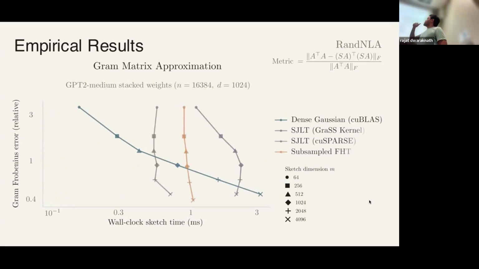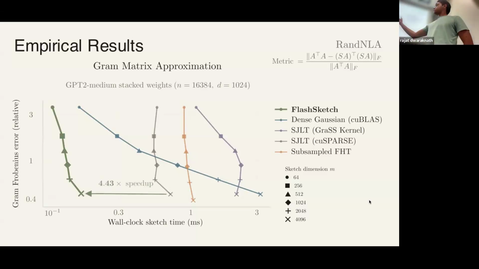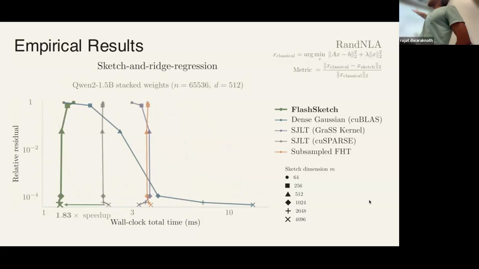Now, a bunch of baselines to implement the SJLT. There are two different implementations. One is using cuSparse, and this kernel is the global atomic kernel I mentioned earlier. And then the subsampled fast Hadamard transform is another baseline that I won't get into in detail. Now, if you look at how FlashSketch looks, it's getting the same sketch quality, but is much faster, right? So it's pushing the Pareto frontier. We can see how this looks for sketch and ridge regression. It's the same thing. You get basically the same quality end-to-end for much faster sketch time.